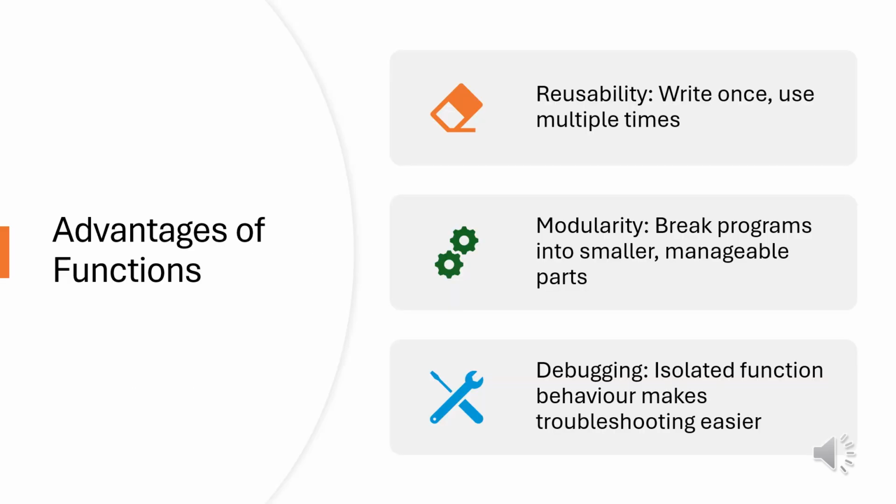Why are functions so important? 1. Reusability. You can define a function once and use it multiple times. 2. Modularity. Break your program into smaller, more manageable parts. 3. Debugging. Test and debug functions independently, making troubleshooting simpler. These benefits make functions indispensable for efficient and scalable programming.